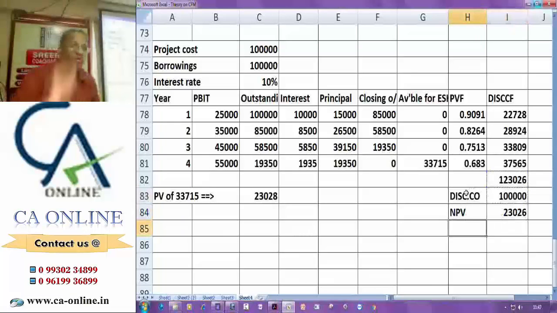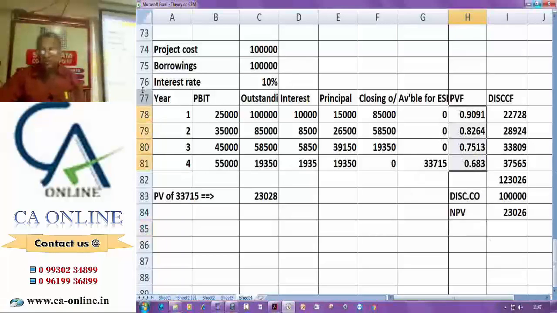Now, you should understand a very important concept. All of you please listen. Important concept is coming up. What is it? Discounting the cash flow. Discounting this cash flow is amounting to deducting interest. What have we done? How did we get this 33,715? Is it after interest or before interest?